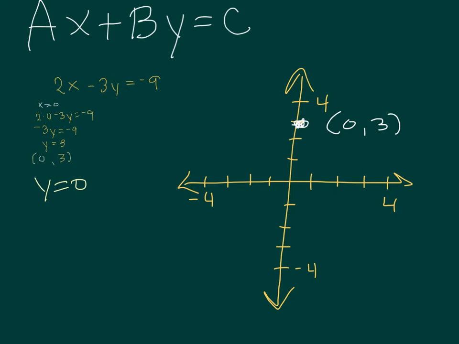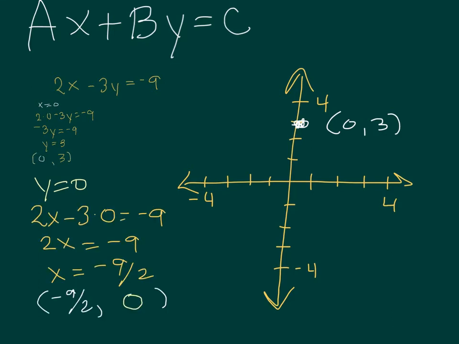So just plug in and solve the rest of the equation. -3 times 0 goes away and it just equals 0. Then 2x equals -9. Dividing by 2, I get x is -9 divided by 2, negative 9 halves. And so here that means I've got a coordinate point of (-9/2, 0).